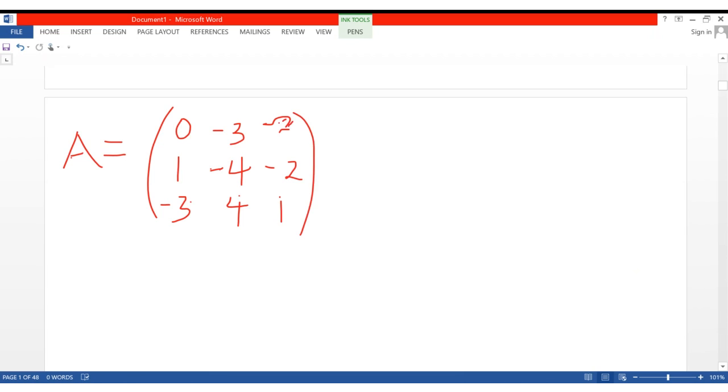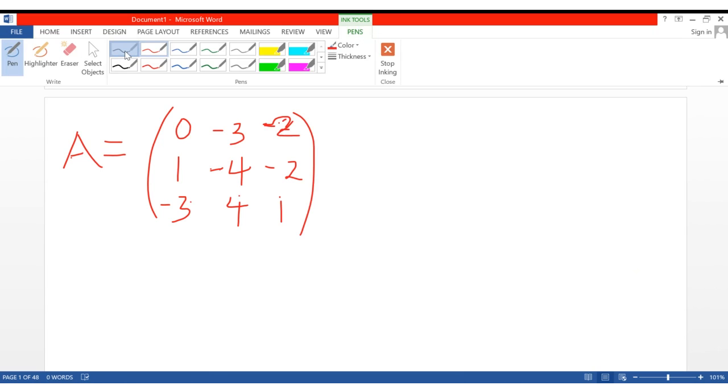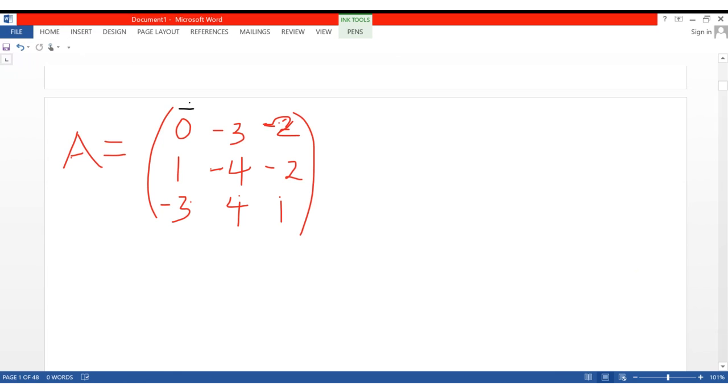This entry here is -2. So we need the matrix of cofactors. Again, the signs we have said are very important and will come in handy. This one was positive, negative, positive, negative, positive, negative, positive, negative, and positive.